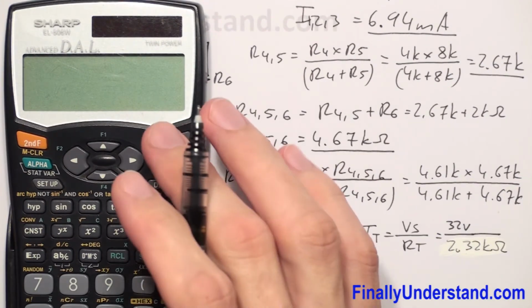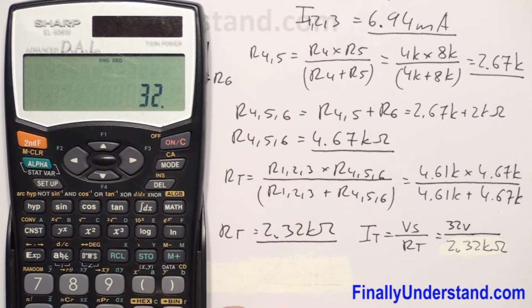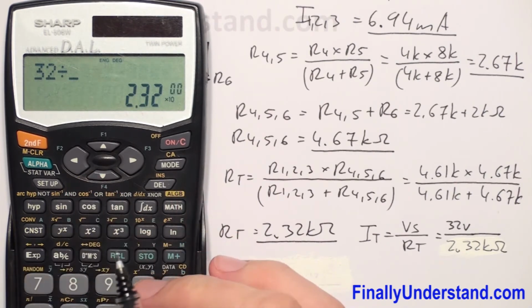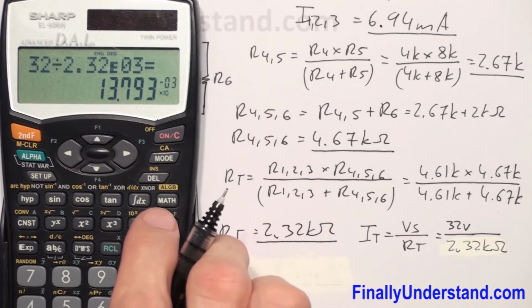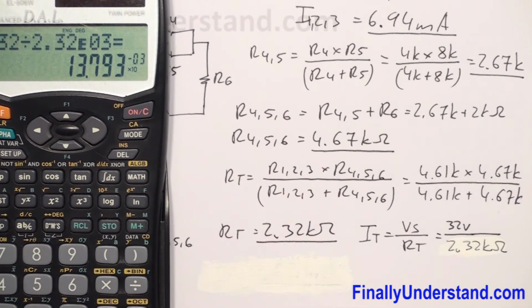So I have 32 divided by 2.32 exponent 3. This is equal to 13.79 milliamps. So my I total is equal to 13.79 milliamps.